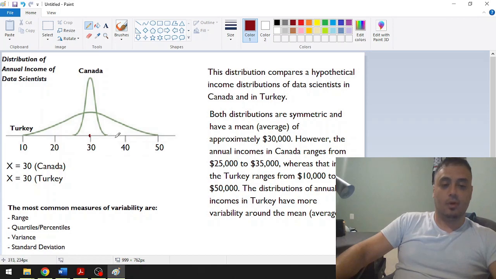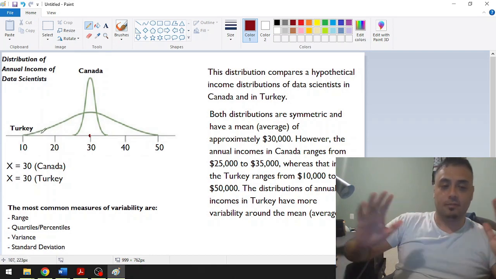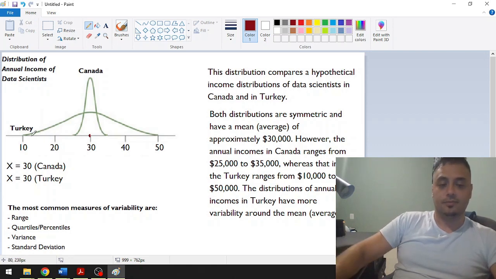So, although the average for both countries is the same, there is a difference in their variability. Turkey has more variability around the mean as compared to Canada. As you can see, the majority of the data points are scattered around the mean for Canada. However, for Turkey, the data points are far from each other in the distribution.